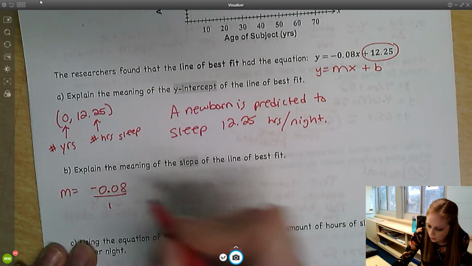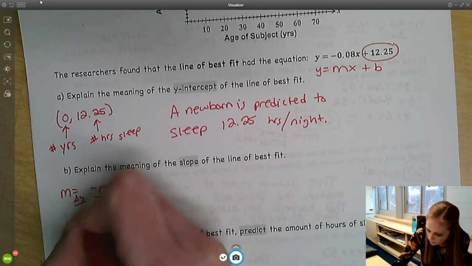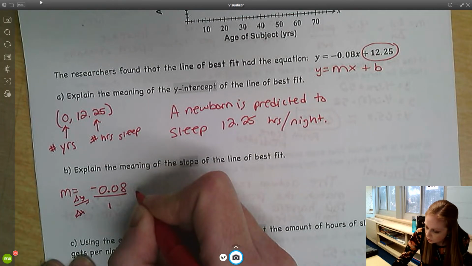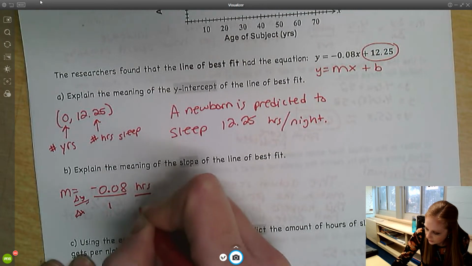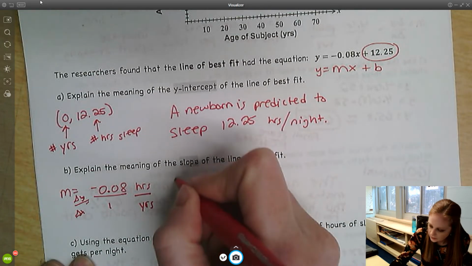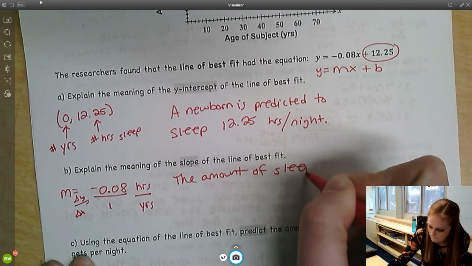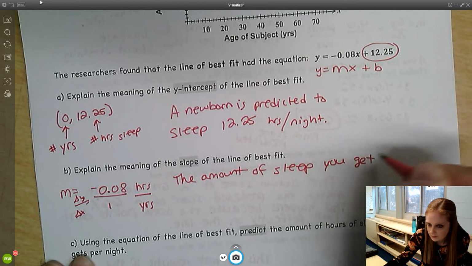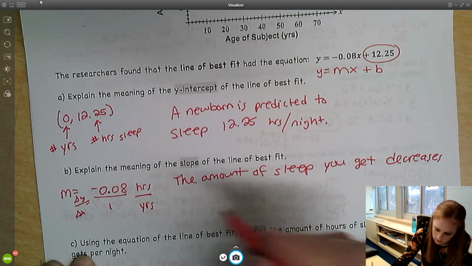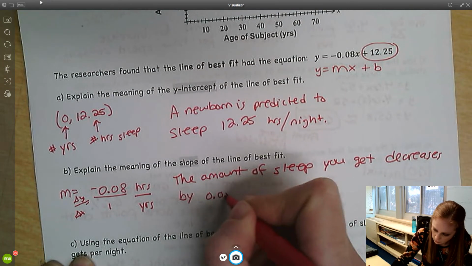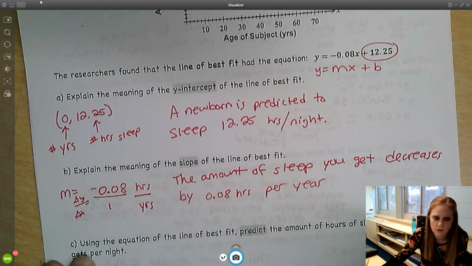We can write that over 1. 0.08 would be our slope. Remember, slope is change in y over change in x. So our y is the number of hours, and our x is per years. So you can say the amount of sleep you get decreases, because of that negative, by 0.08 hours per year. This is for every 1 year.